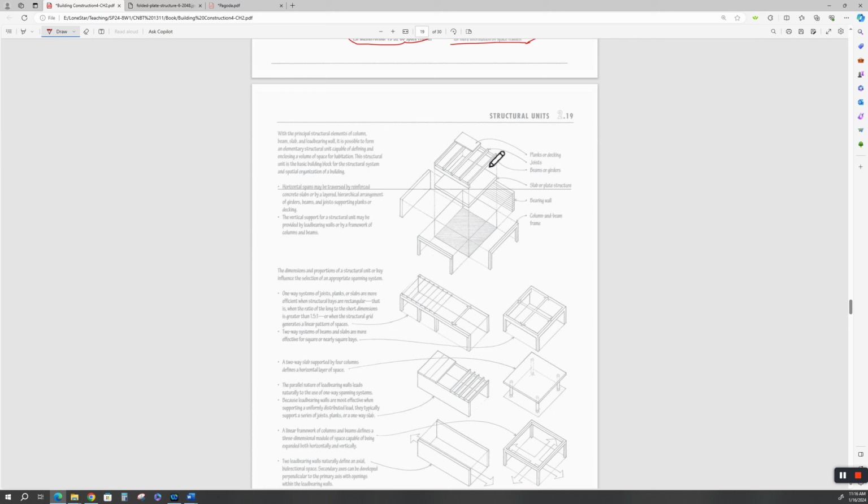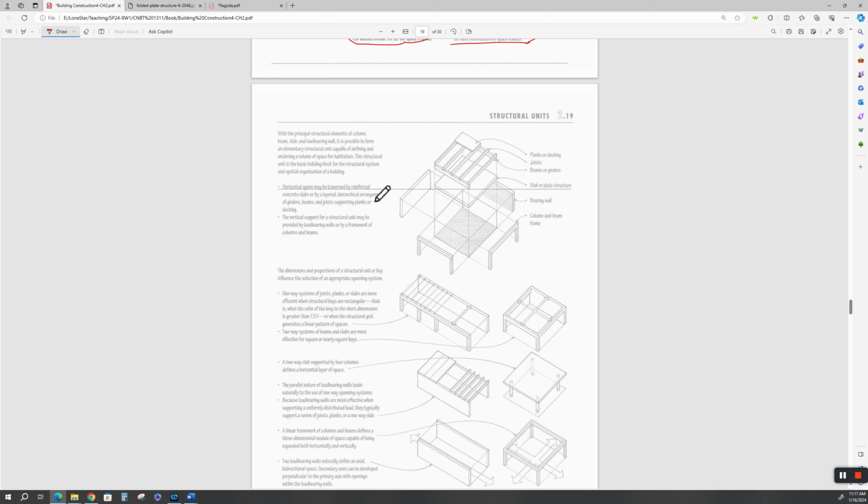A joist. What does a joist do? The joist goes between two supporting load-bearing walls or beams, and the joists are on beams or girders or on the top of a load-bearing wall. Slabs or plate structures sit on top of a bearing wall or on top of columns and beams. This is kind of a smorgasbord of building elements.